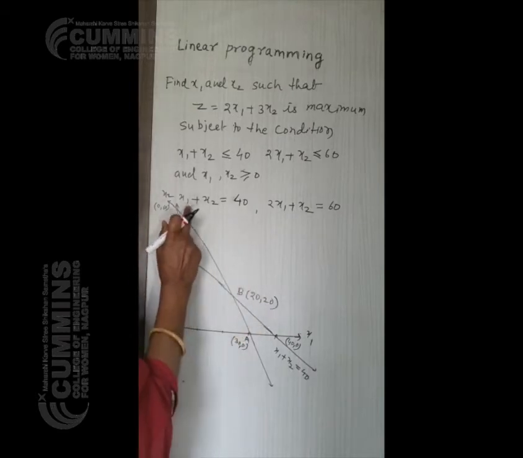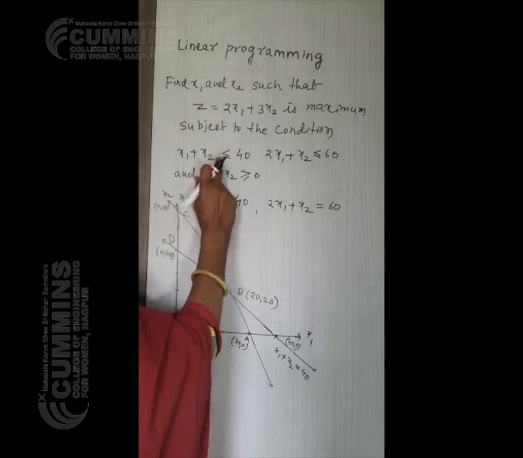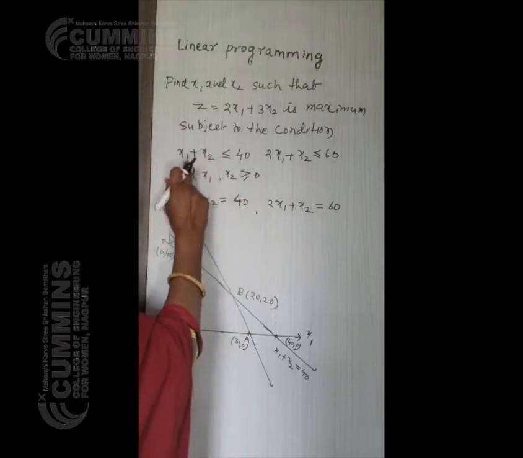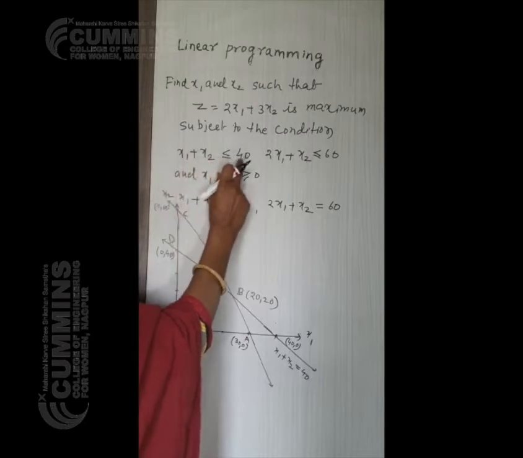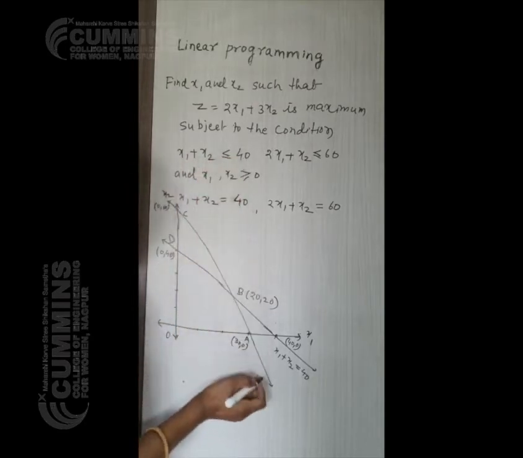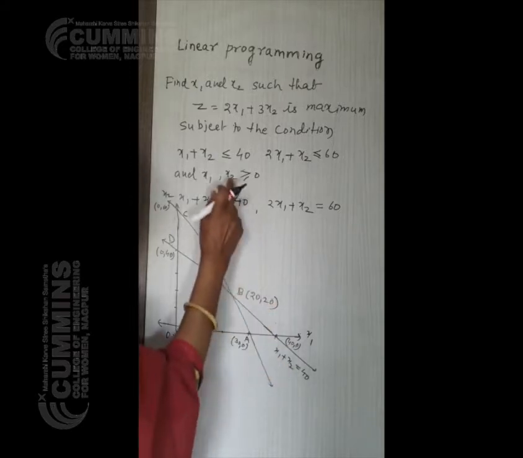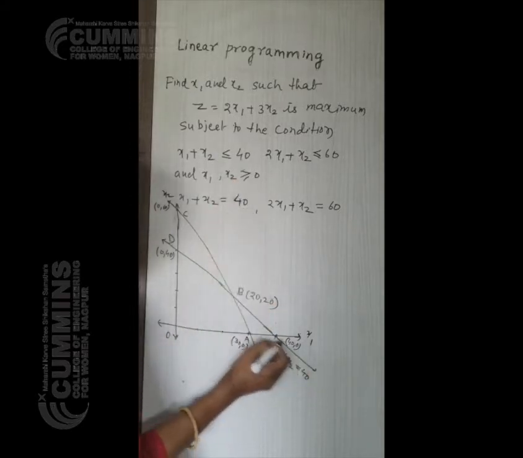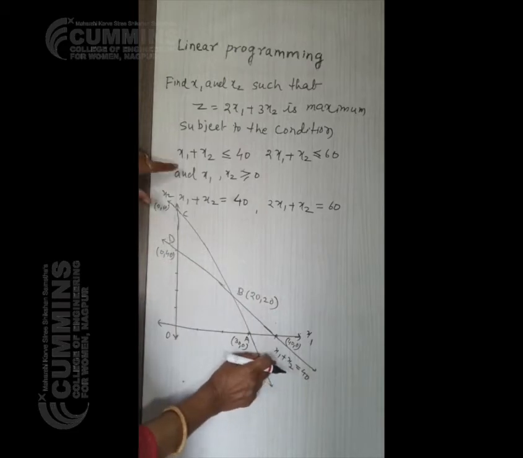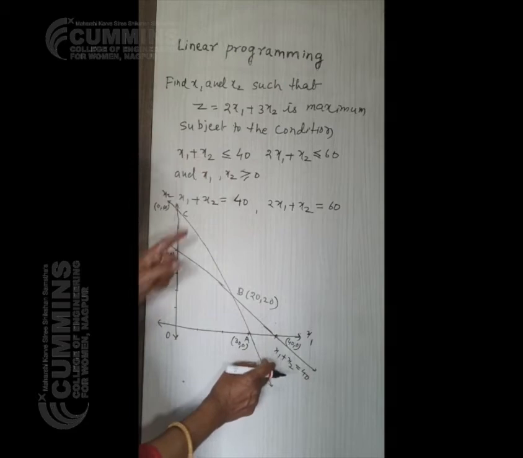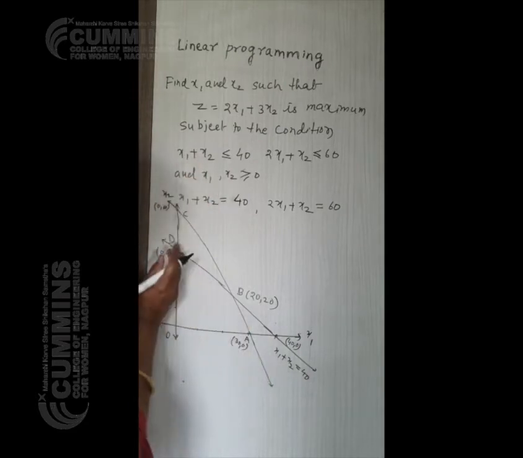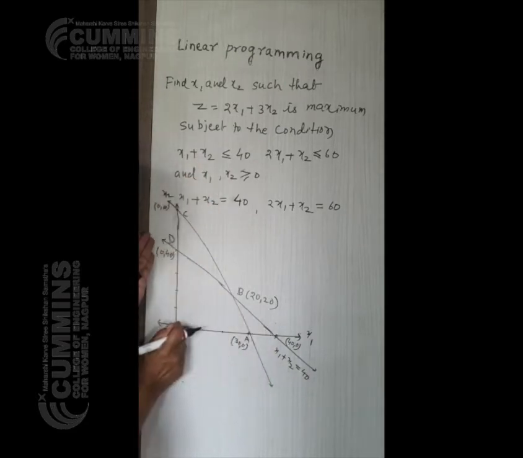Now we have to check what is the portion of x1 plus x2 less than or equal to 40. We check by putting 0, 0 here. 0, 0 is less than 40. That means, for the line x1 plus x2 equal to 40, our inequality x1 plus x2 less than 40 means the portion where 0, 0 lies. So this is the line, and the origin lies in this portion.